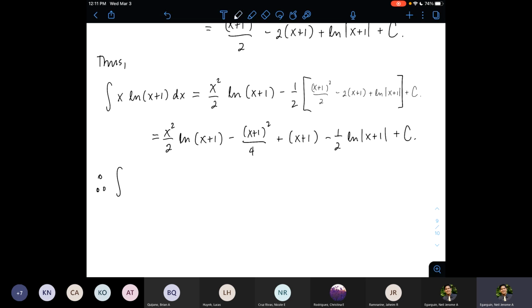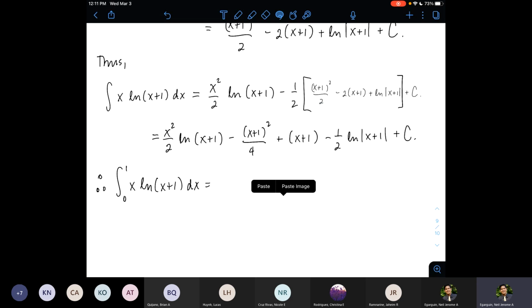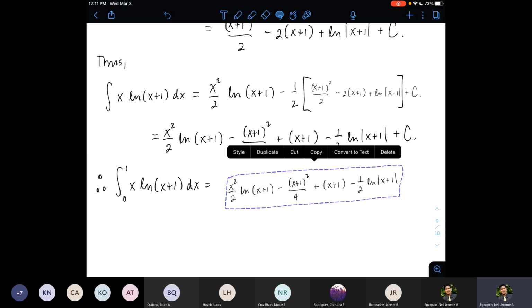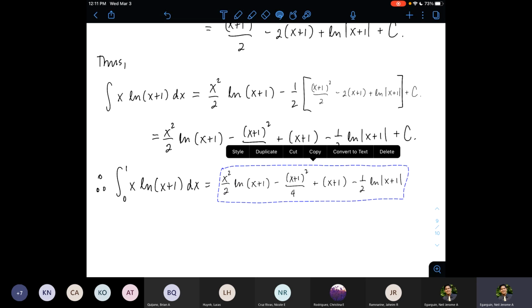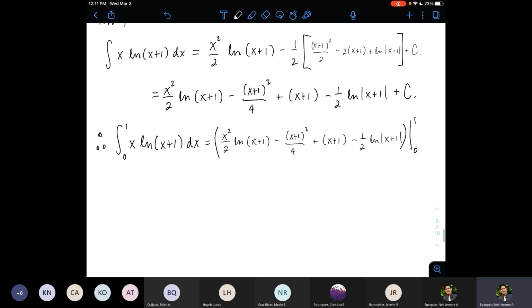Right, so we began with evaluating the integral from 0 to 1 of x ln(x + 1) dx. But we know an antiderivative, so this entire thing here is the antiderivative. I'll just apply the fundamental theorem of calculus for this. So remember, all I need to do is find an antiderivative, and that's what we did in the previous step, and evaluate it from 0 to 1.